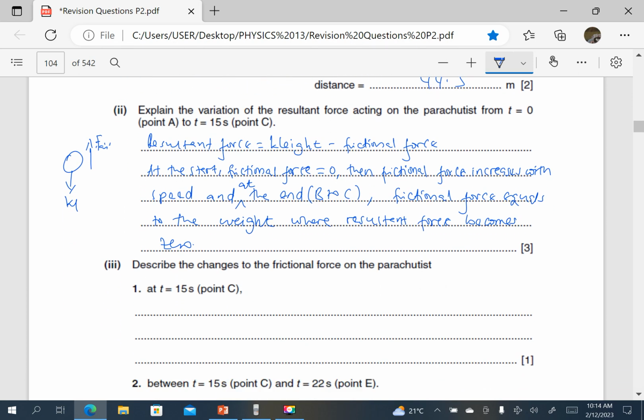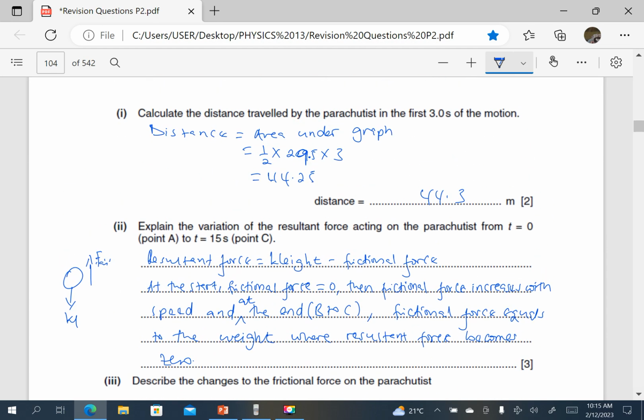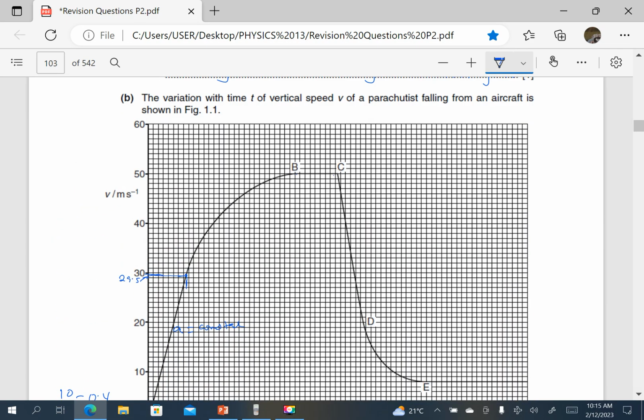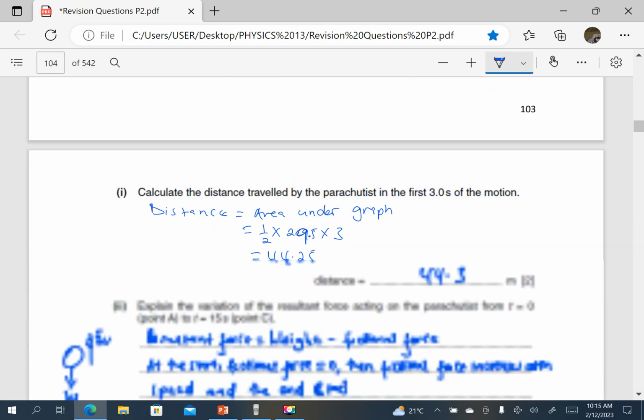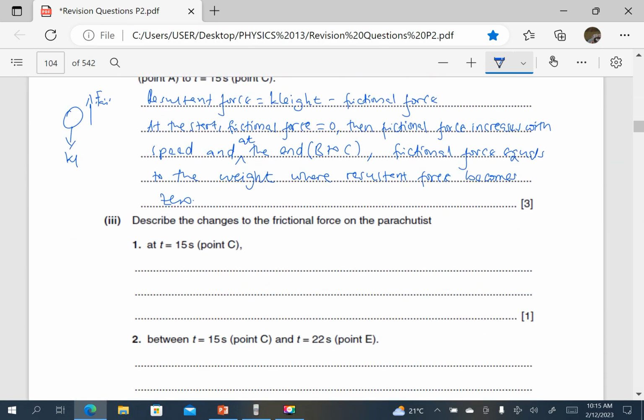Describe the changes to the frictional force on the parachutist at t equals 15 seconds. So at t equals 15 seconds, you see that now after 15 seconds, the velocity decreases. That means the frictional force must have increased. So the frictional force increases.